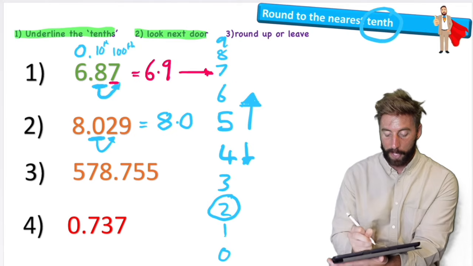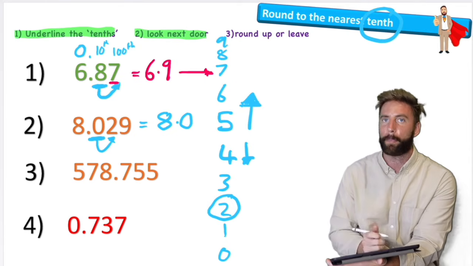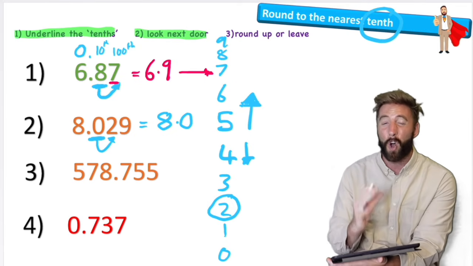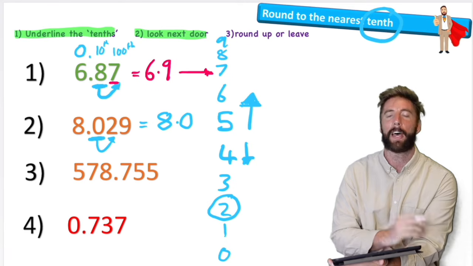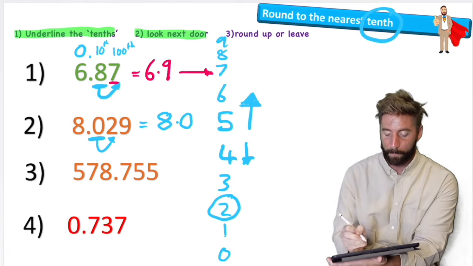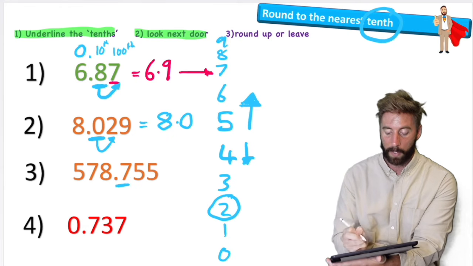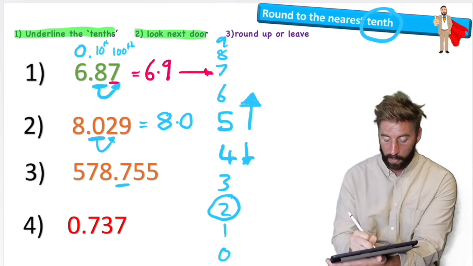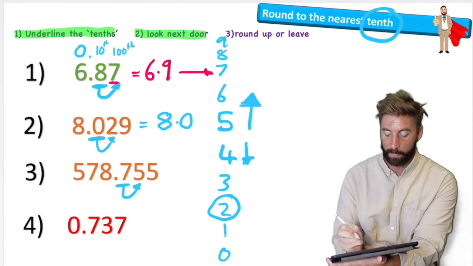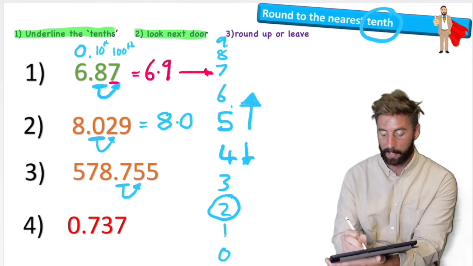Okay, question 3. Again, more digits in my number, but it's not going to confuse us because we only have to look at the tenths column and look next door. So again, following step 1, underline the tenths. In this case, we have a 7. And then look next door. I look next door and I have a 5. Where does 5 sit? It's here.